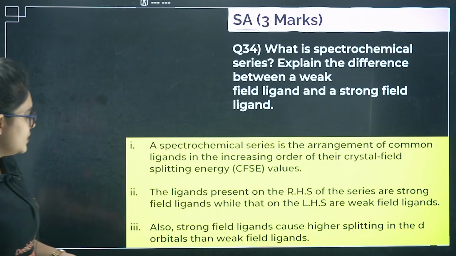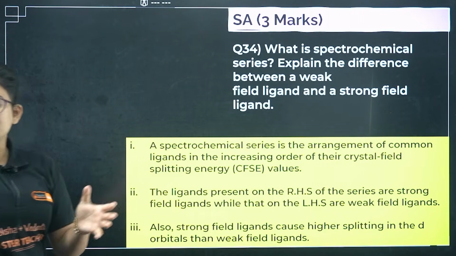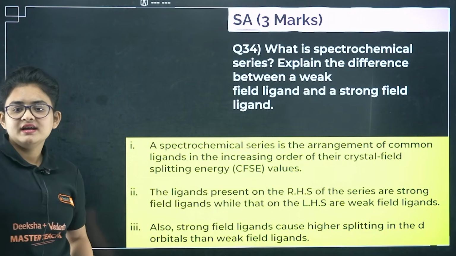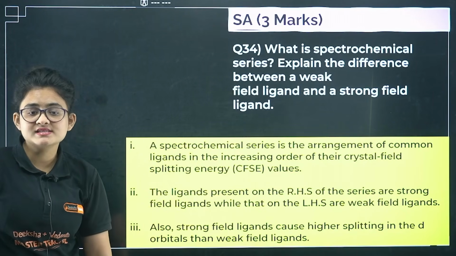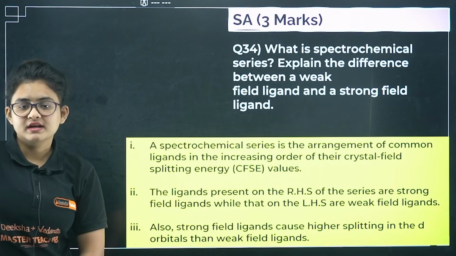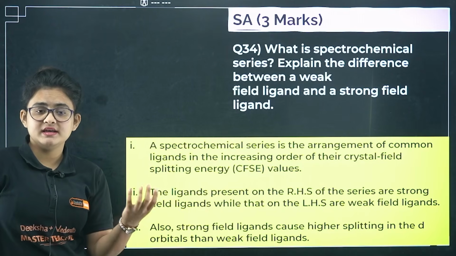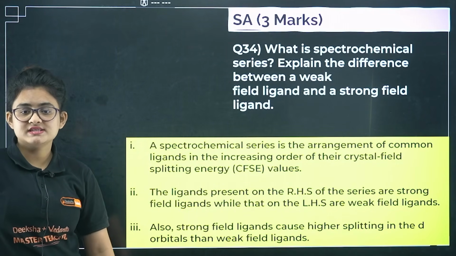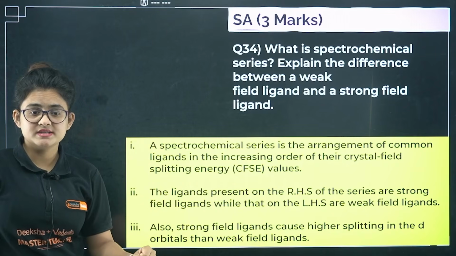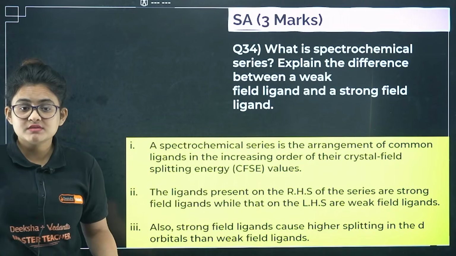The difference between them: the ligands present on the right hand side are strong field ligands, and if they are on the left hand side, they are weak field ligands. Strong field ligands cause higher splitting in d orbitals, and weak field ligands cause lower splitting. For them, pairing energy becomes more.